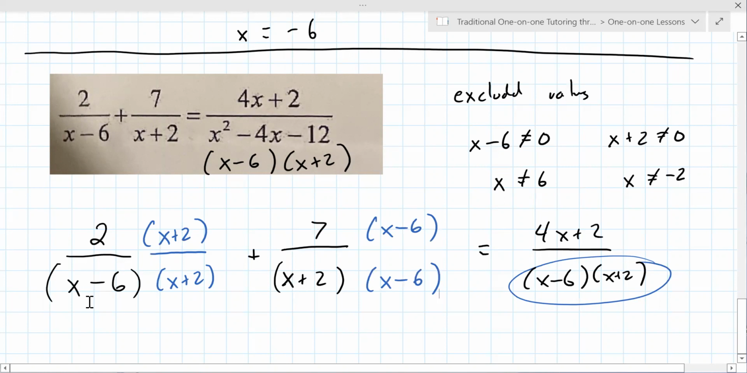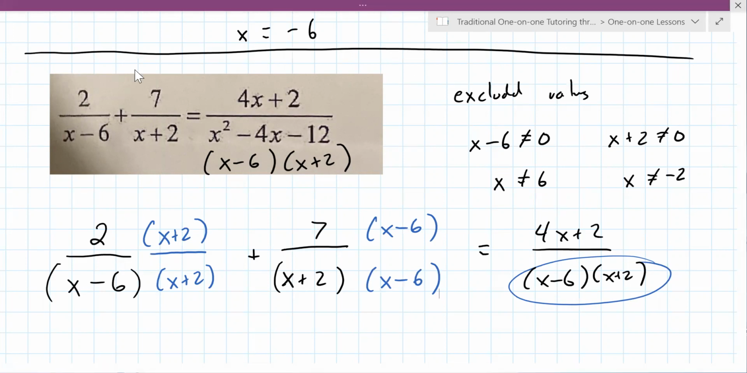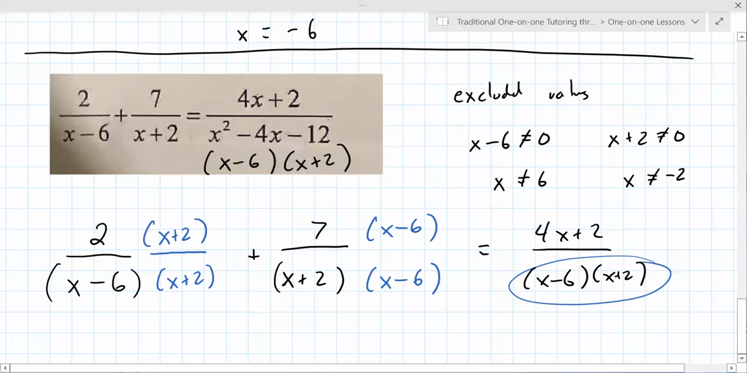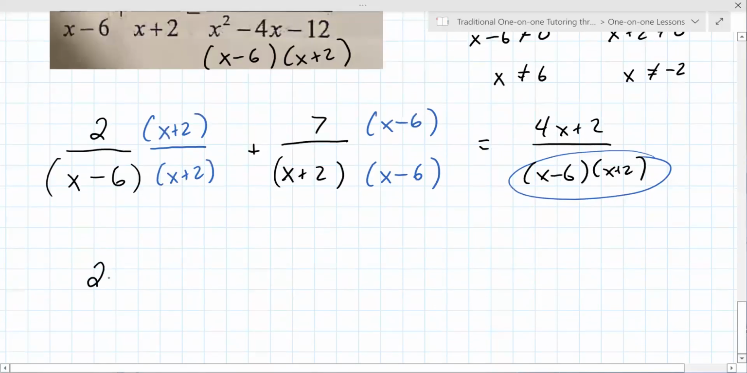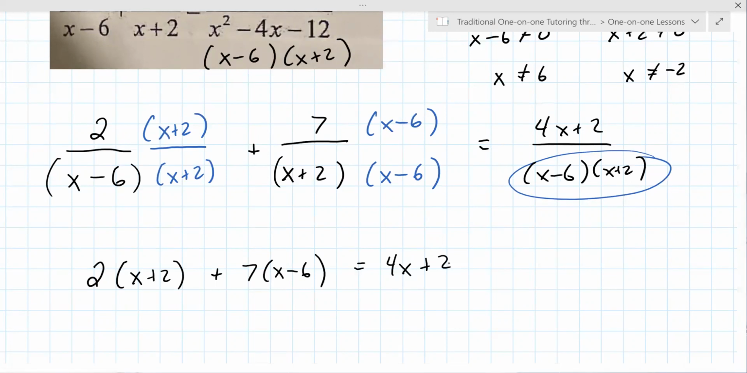So from here, do you agree that the denominators, the bottoms, are all the same? Yeah. And that's really critical, because if they're all the same, that means you can just look at the numerator. You don't have to rewrite the denominator. 2 times x plus 2 plus 7 times x minus 6 equals 4x plus 2. Will you try solving this for x for us? Let me know what you come up with.